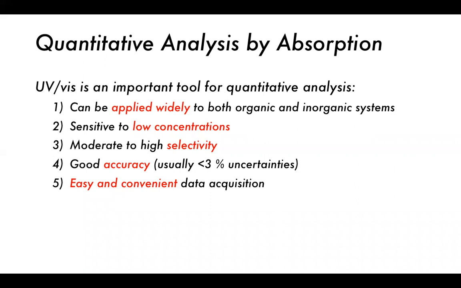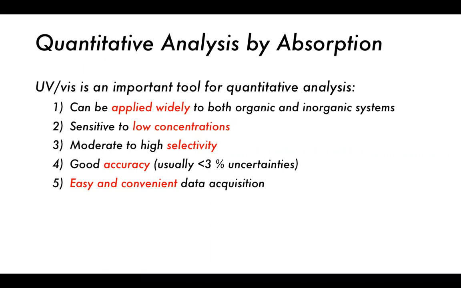UV-Vis is an important tool for quantitative analysis. Qualitative, it's a little bit harder. It is possible with things like gas phase molecules, or with molecules that are in a very non-polar media. So it can be applied widely to both organic and inorganic systems. Basically, so long as it's got some sort of an energy transition which is in the UV or visible region, it can be measured, which is pretty much everything. But it's more useful for some things versus others because of its limitation to only quantitative analysis.